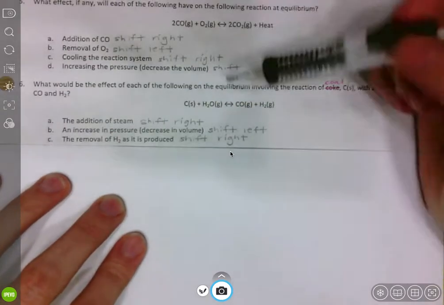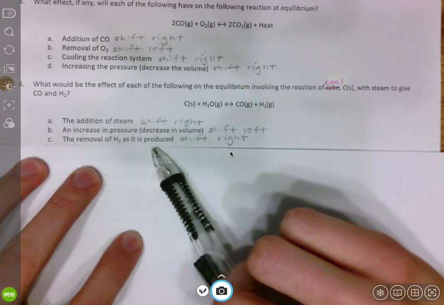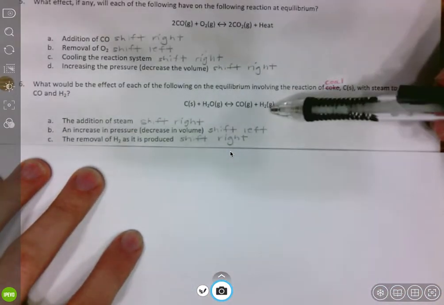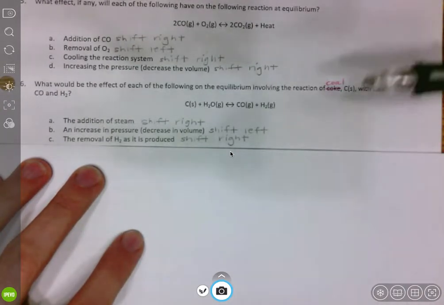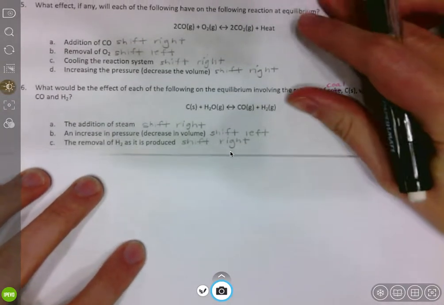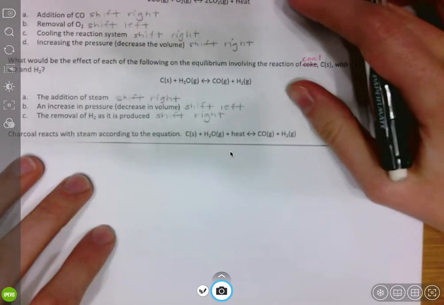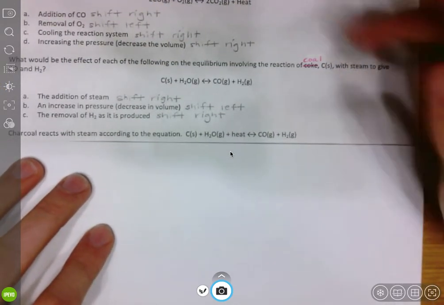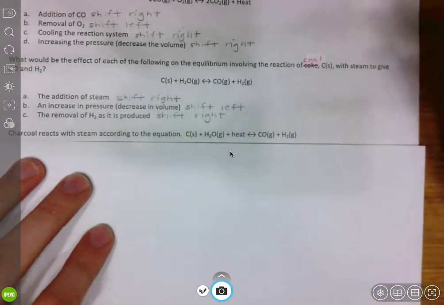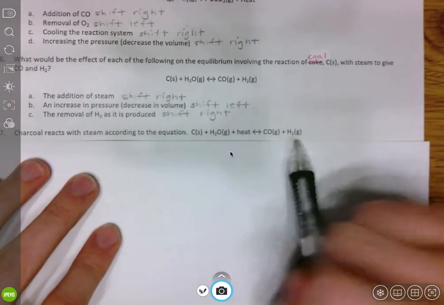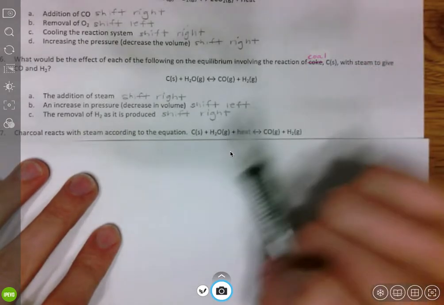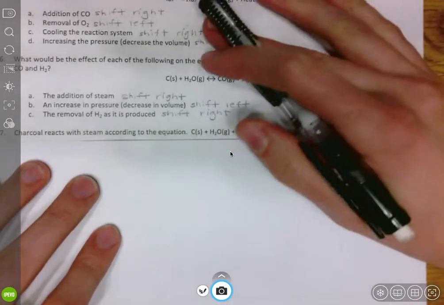The removal of hydrogen as it is produced. So if we are removing hydrogen, we're going to shift to the right to produce more hydrogen to keep that in equilibrium. All right, charcoal reacts with steam according to the equation from above that we just talked about. So we're going to put in heat in order to make carbon monoxide and hydrogen. So this is endothermic. We've got to put in heat.